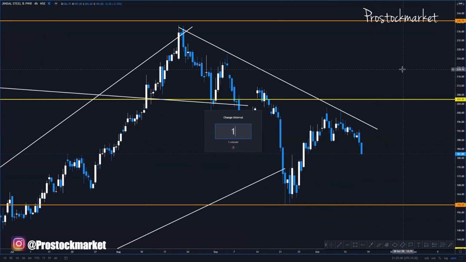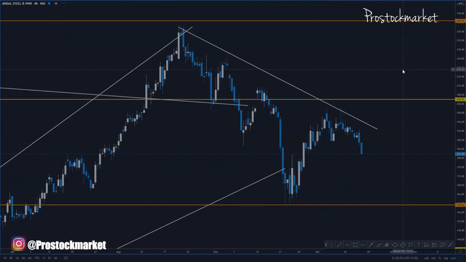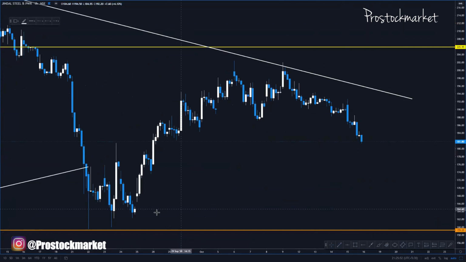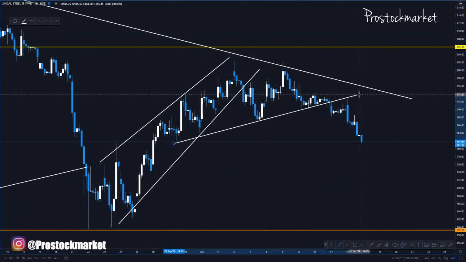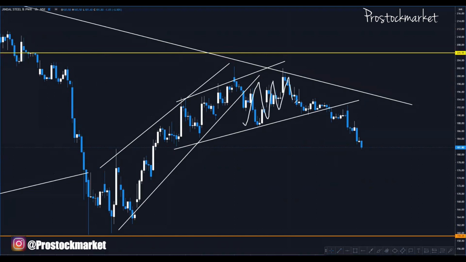Okay, so let's go for the 1 hour time frame. Let's go for 1 hour. Clearly an ascending channel, very clear. Okay, or else a rising wedge channel, rising wedge, guys, which is very clear. Rising wedge channel is my favorite.